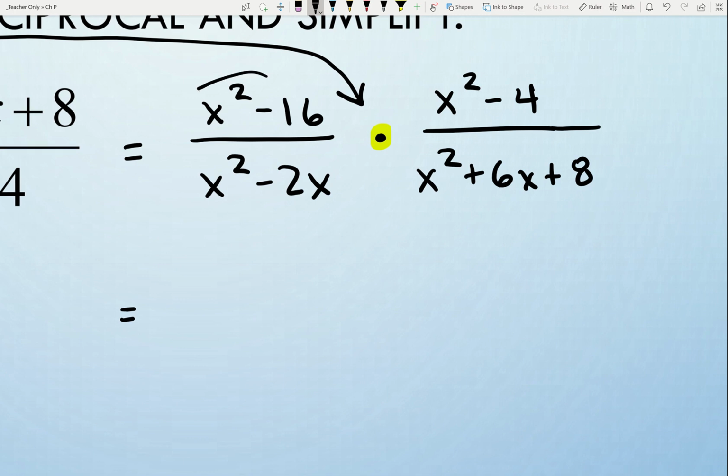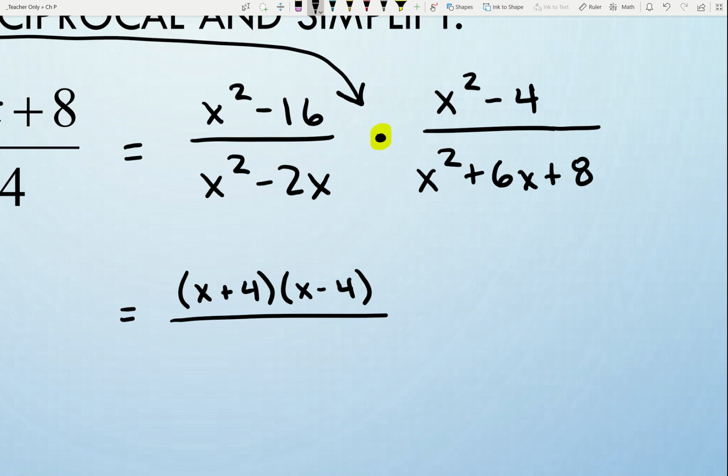So if we were to look at this top polynomial right there, that's x squared minus 16, that's a difference of squares. We can simply write that as x plus 4 times x minus 4. In the denominator of that rational expression, there is a GCF, so we could factor out an x from both of those terms. So we can say x times the quantity x minus 2, and then times the other one. Looking at this polynomial right here, that's x squared minus 4. That, of course, is a difference of squares, so we'll say x plus 2 times x minus 2.